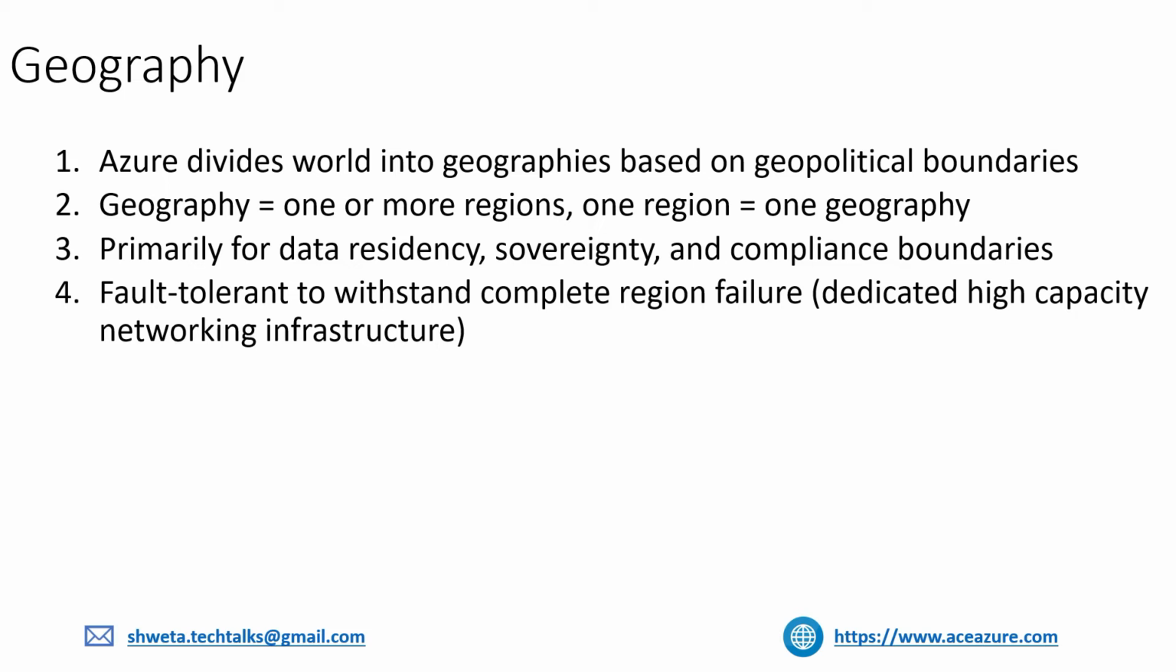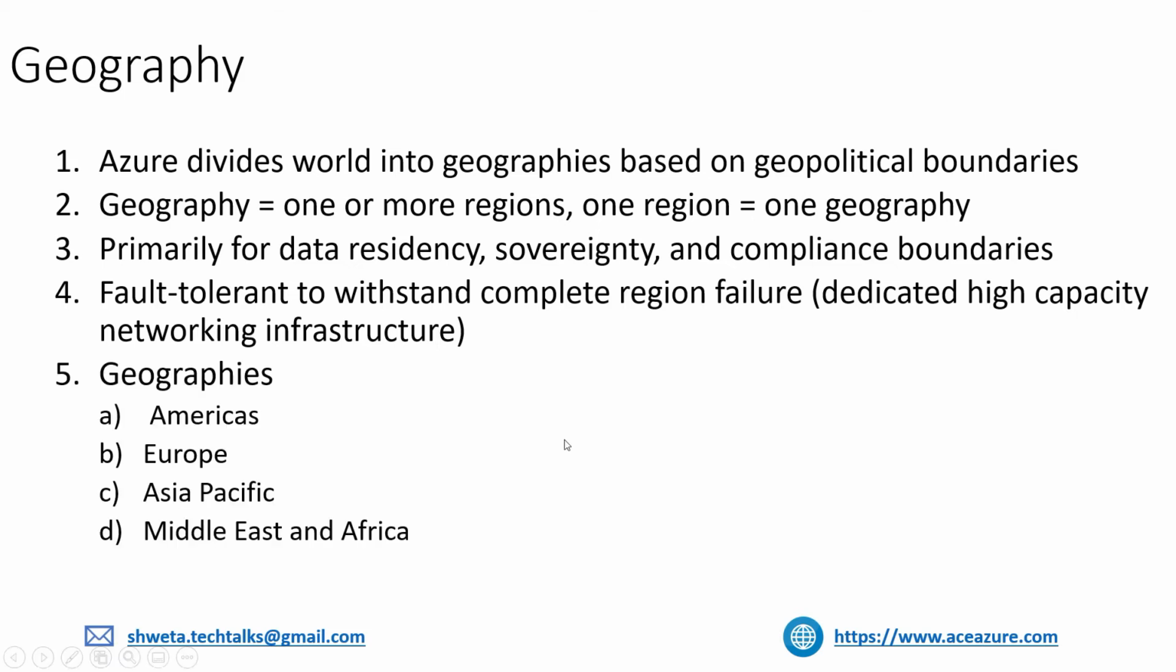so that all the resources within that subscription are only created in a given region. The geographies are fault tolerant to be able to withstand complete region failure. There is a concept of region peering, which means that if one region fails, then the other region takes over, and this happens through a dedicated high capacity networking infrastructure within the regions of a given geography. Primarily, we have four geographies: Americas, Europe, Asia Pacific, and Middle East and Africa, which means that all the above 58 regions are divided in these four geographies.